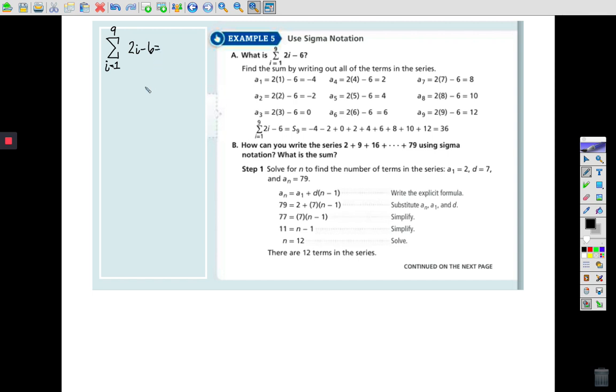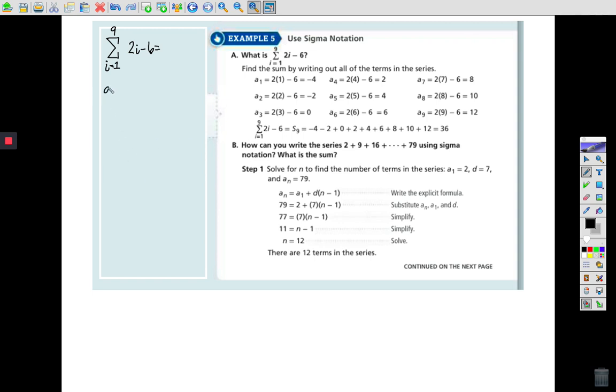So they said that we could use the explicit formula to figure out what our sum was. So in order for us to use our explicit formula, well, no, that's when we're doing something else. That's when we're writing the series of the sigma notation. All we need here to find the sum, because that's what we're looking for, is the first term, the number of terms, and the last term, which can be pretty easy to find.